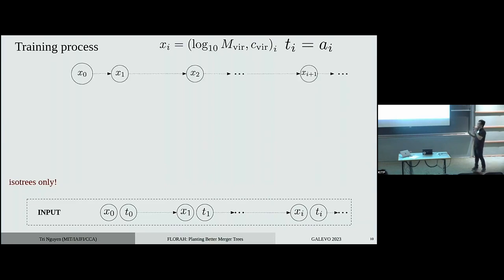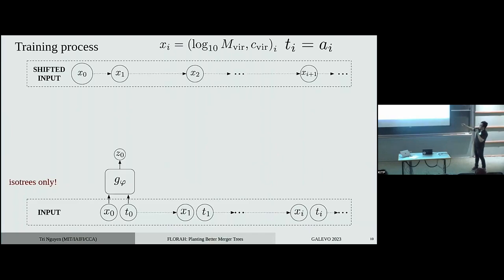And then I shift the input. I put the initial input x0 and t0 into some kind of box, and this is going to be our neural network, a kind of feature extractor, and then I feed this feature extractor into a normalizing flow. And then I compare the output of the normalizing flow with the next time step. And I want to stress also that we train the normalizing flow and this neural network simultaneously.